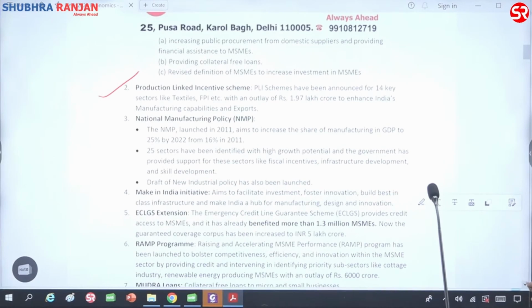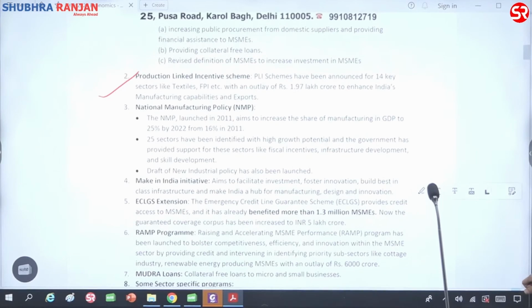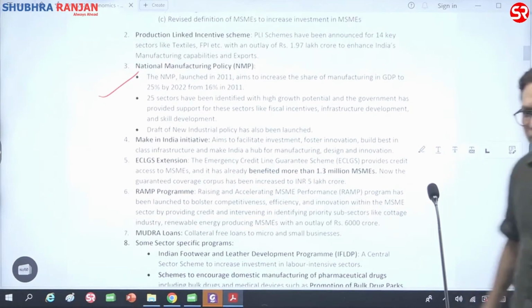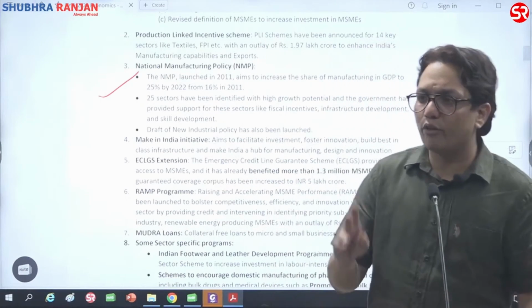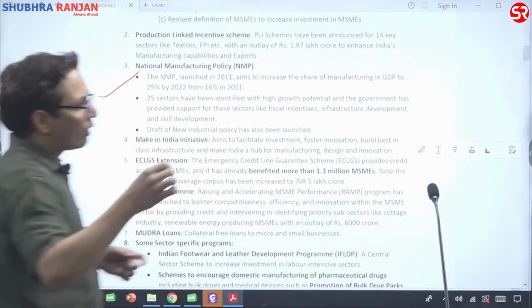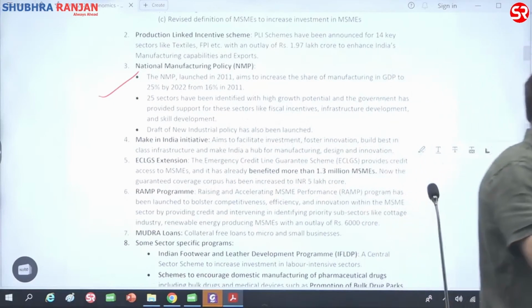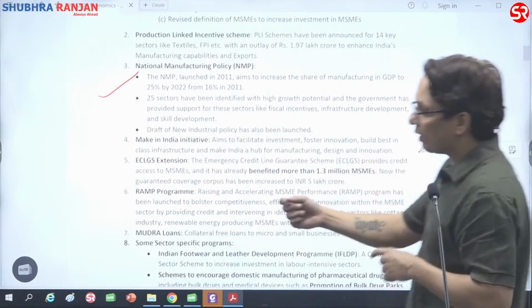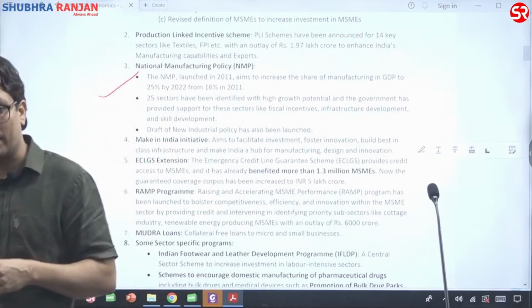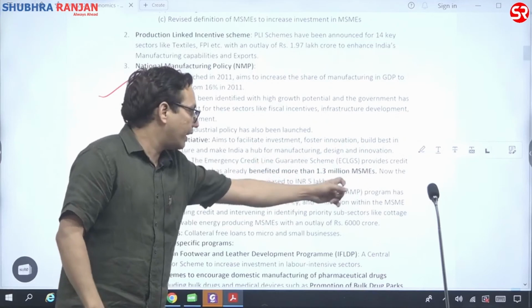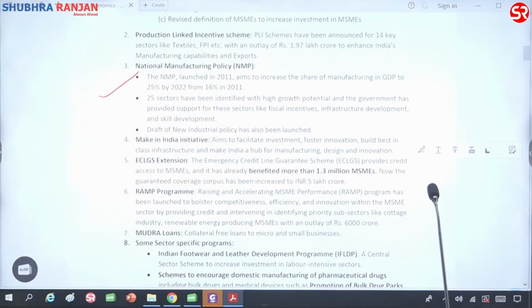ECGLS, emergency credit line guarantee scheme, क्या होती है भाई ये? क्रेडिट गारंटी क्या होता है? Credit guarantee is someone taking a guarantee for the credit given by the bank. For example, if I am a MSME and I go to a bank to take a loan, bank would say मैं loan नहीं देता. What's the guarantee that you are going to return me money? In that case, the government takes guarantee that if a MSME is not returning a loan to a bank, the government would be returning that amount to the bank. That is called ECGLS, Emergency Credit Line Guarantee Scheme, which was given to around 1.3 million MSMEs. And the funding has been increased to 5 lakh crore rupees.